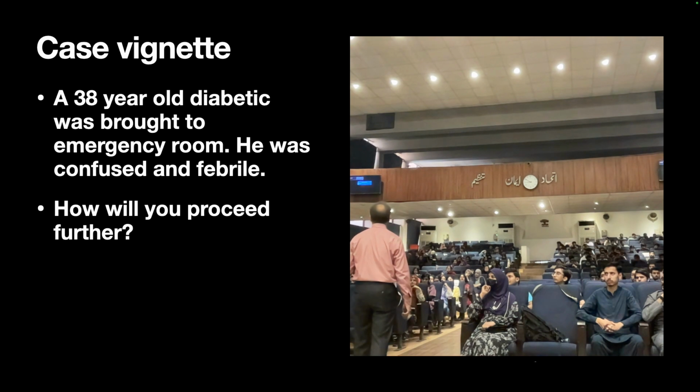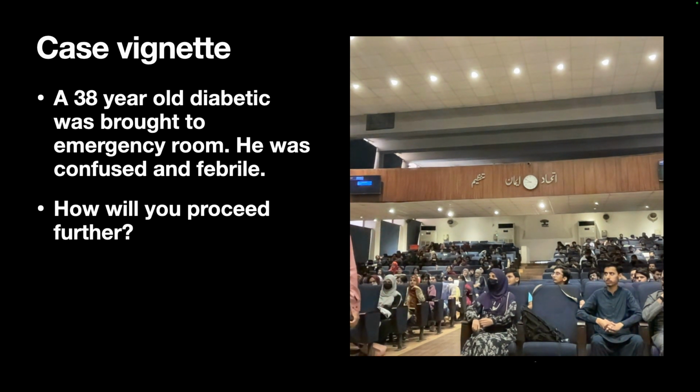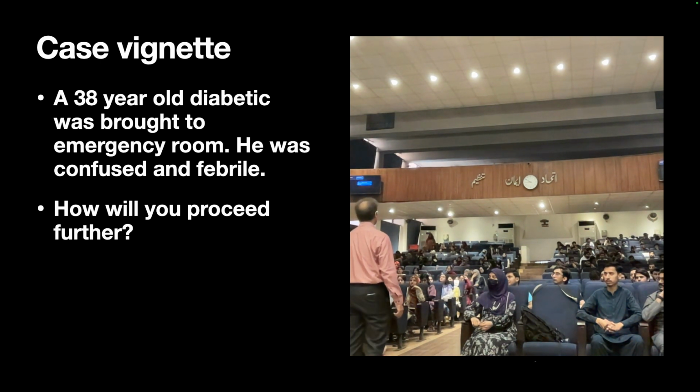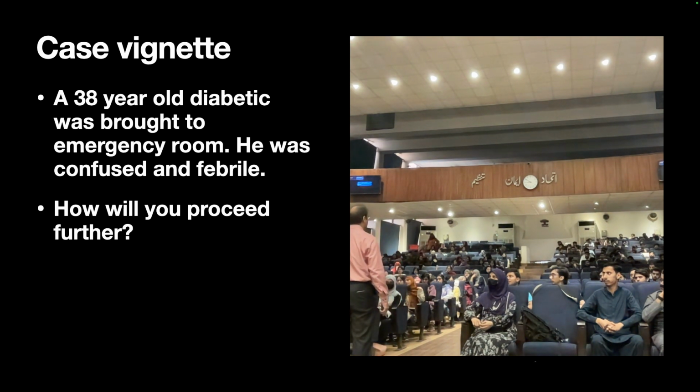So you're going to check the blood glucose level. Suppose you don't have the facility of blood glucose testing immediately, your glucometer is misplaced, then what? Yes? What is that breath test? He's saying that you smell for the presence of ketones. How can you smell ketones in the breath?